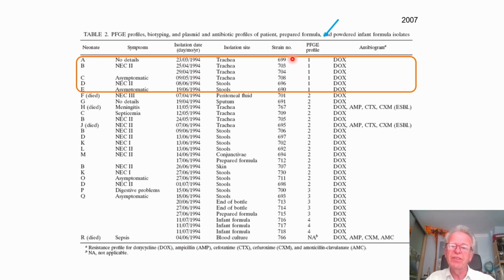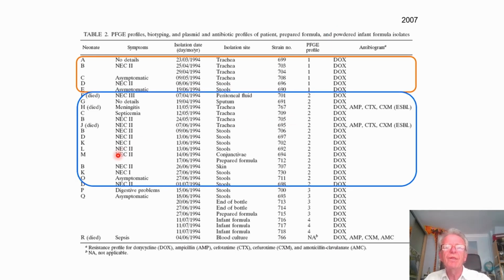The pulse type 1 will be the first group of strains, and the first infections were in March through to June. We have 5 babies here. The first one we have no details, but it's the first one. These weren't kept. We have 2 necrotizing enterocolitis and 2 asymptomatics. Some isolates were from the trachea, some from the stools.